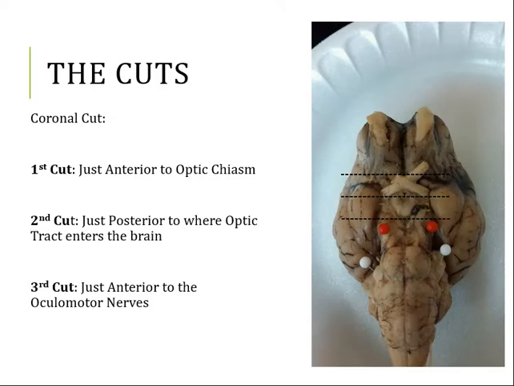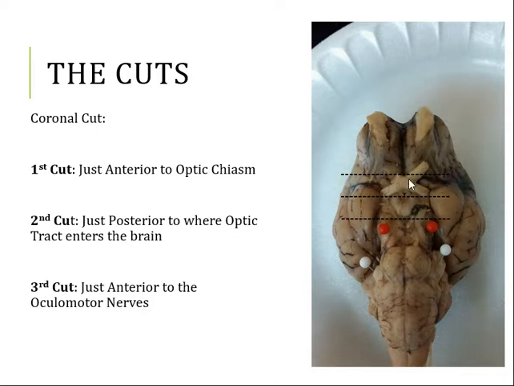And now we have three cuts that are special to the coronal dissection. The first cut is anterior to the optic chiasm, the second cut is posterior to where the optic tract enters the brain, and the third cut is anterior to the oculomotor nerves.